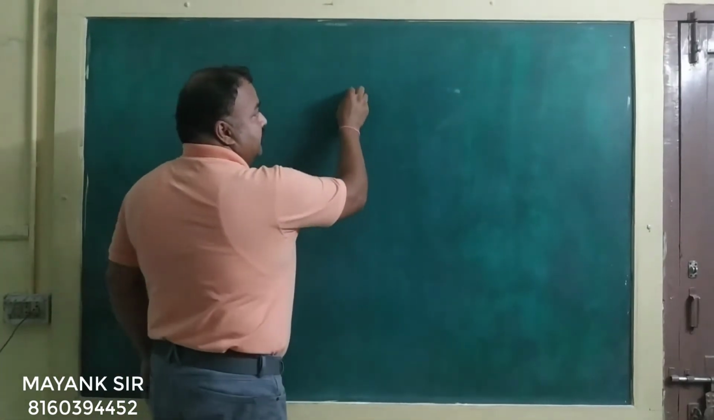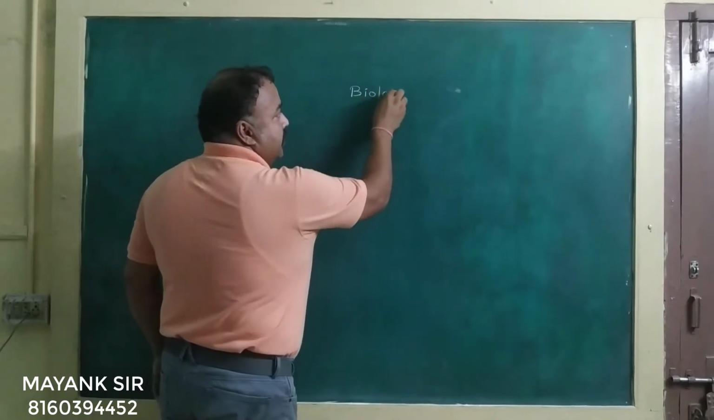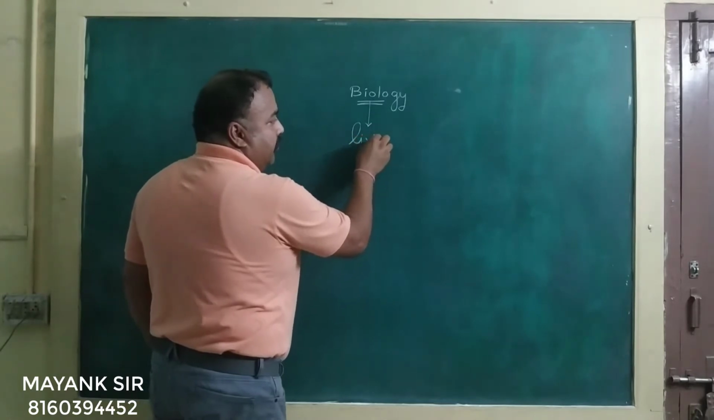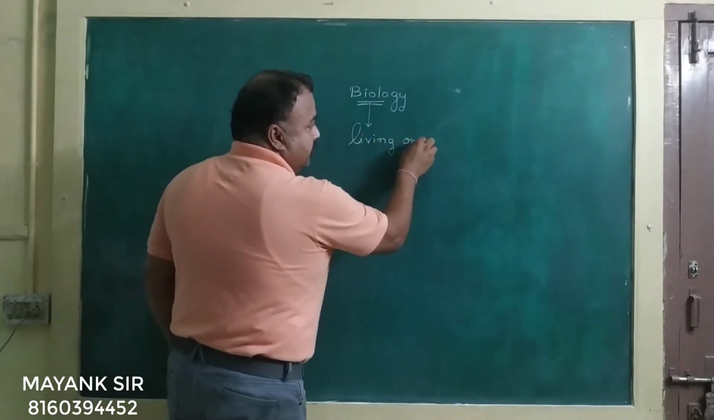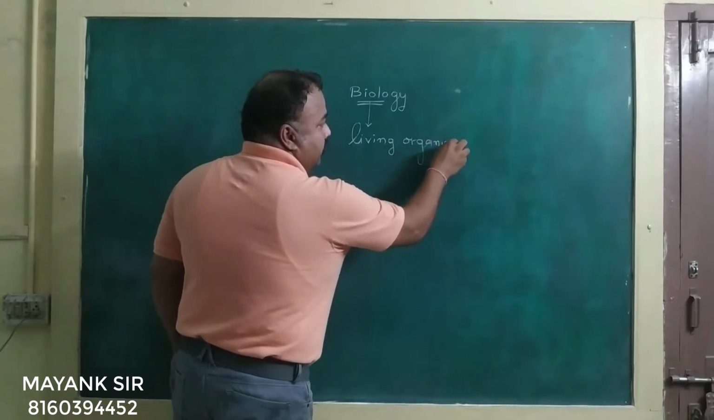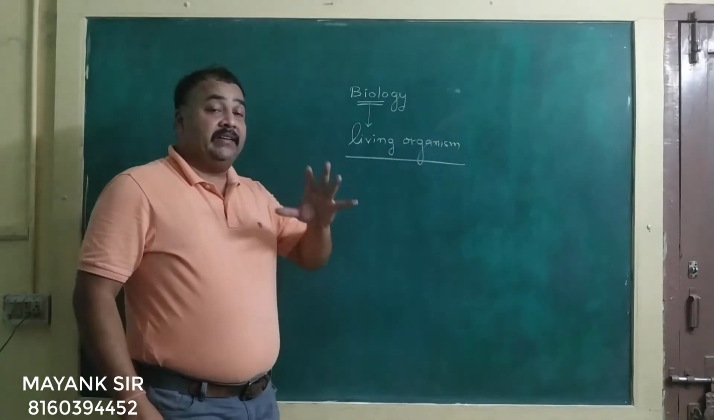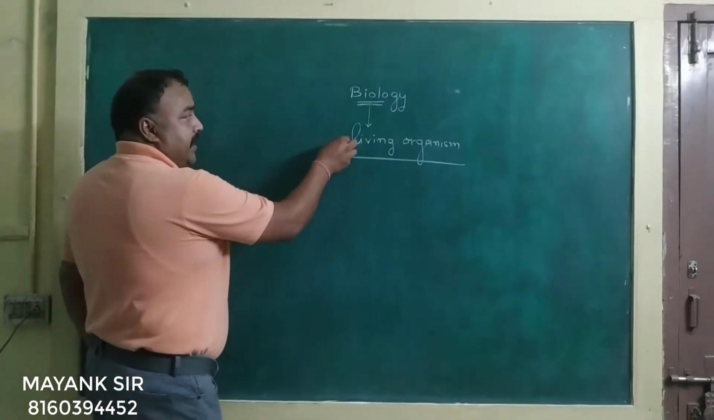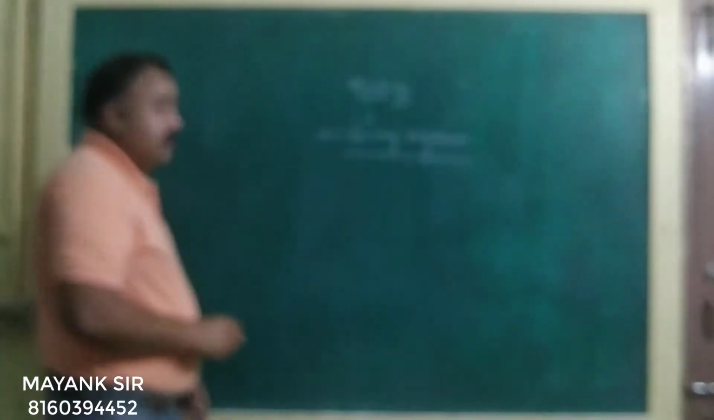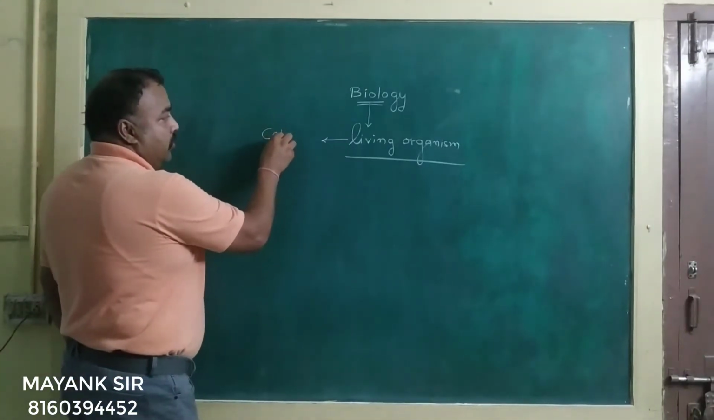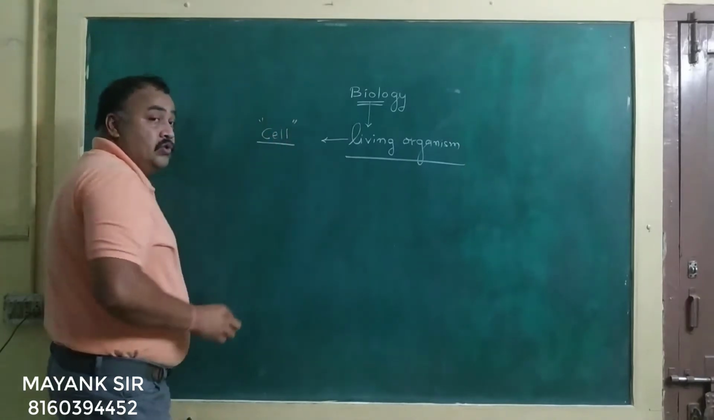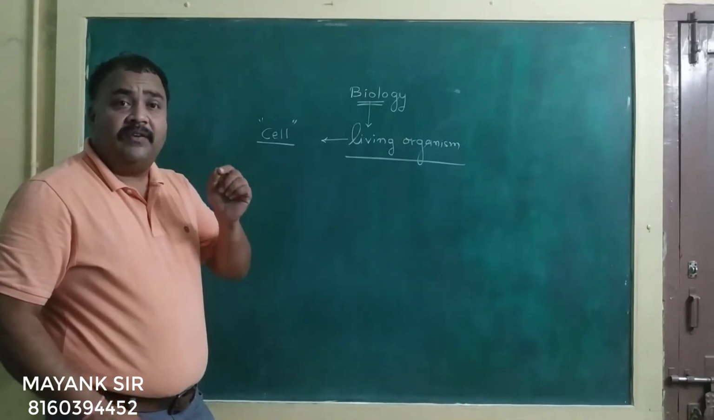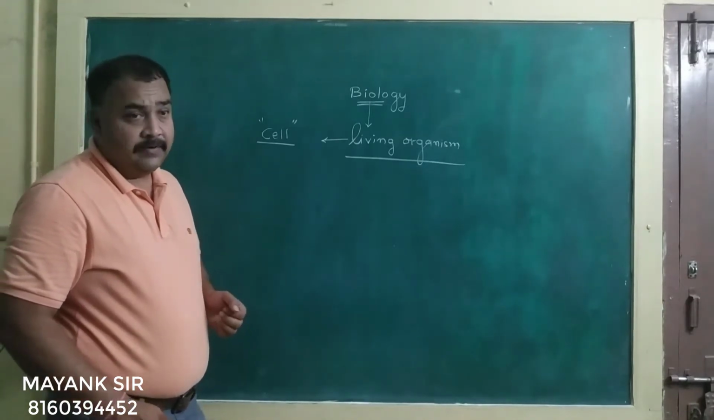Today I am going to discuss with you some basic concepts of biology. We know that biology is a kind of science which deals with living organisms, and also deals with the factors affecting the life of living organisms. The body of a living organism is made up of one or more cells. So we can say that the cell is a structural and functional unit of living organisms.